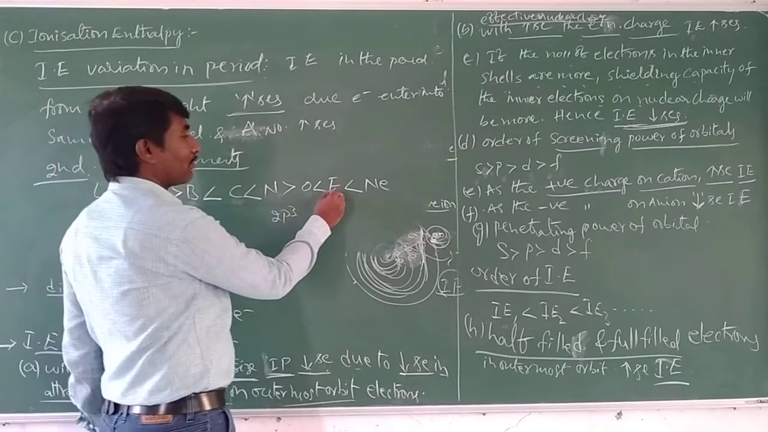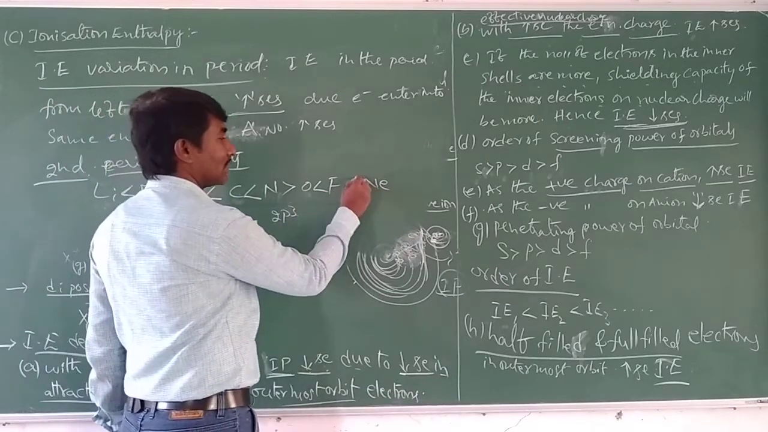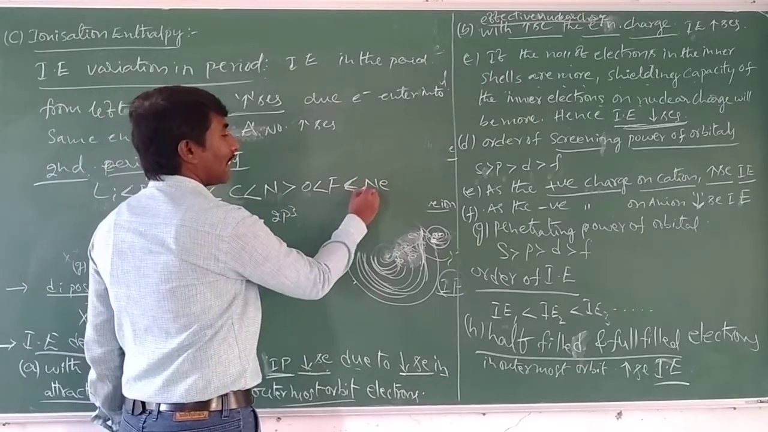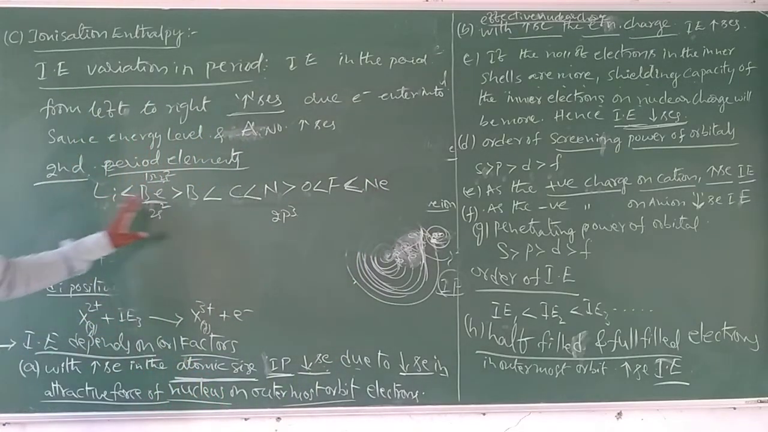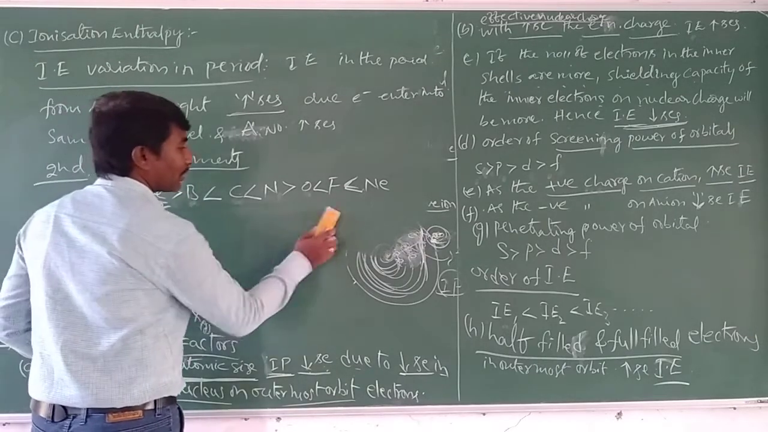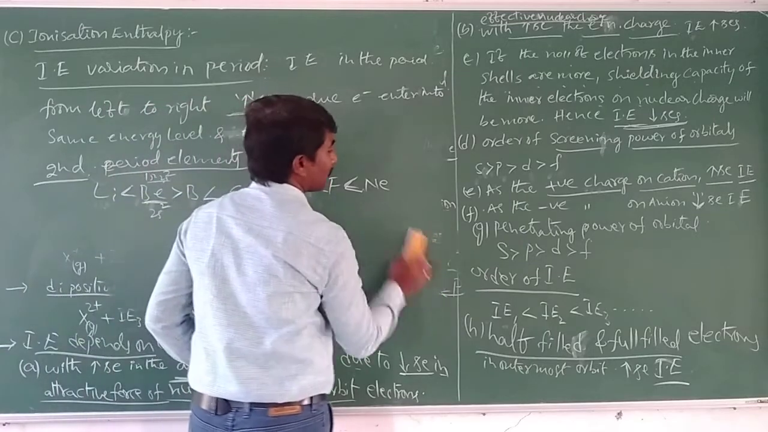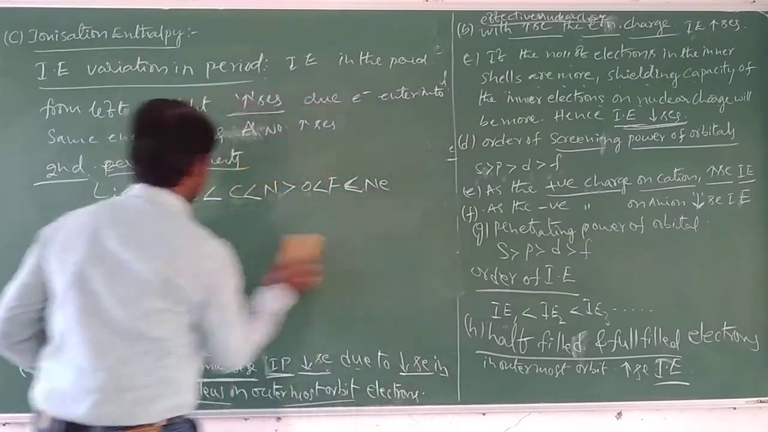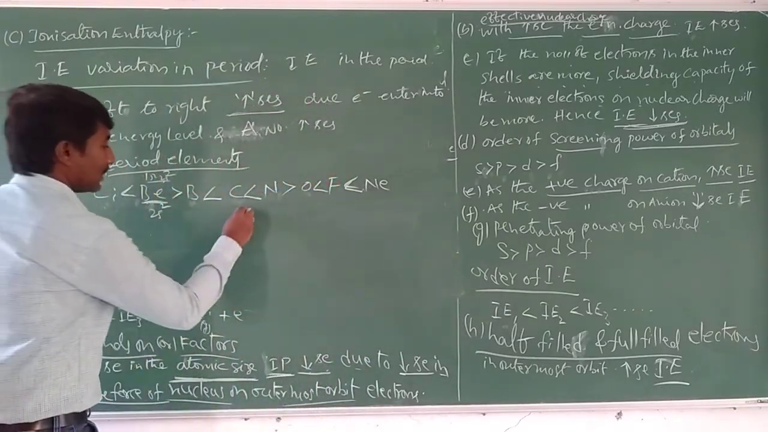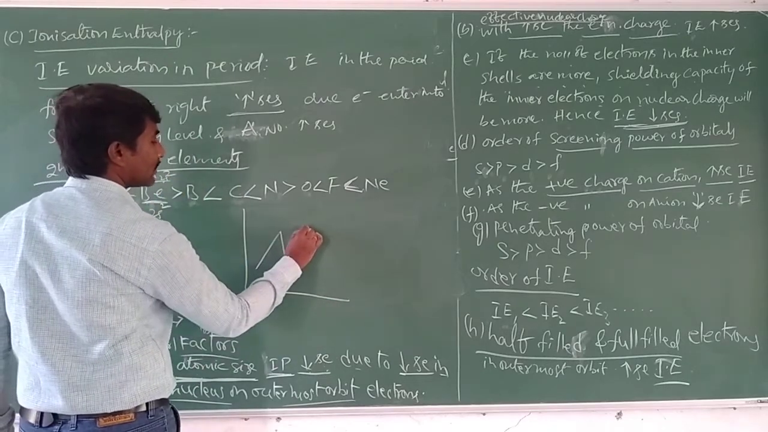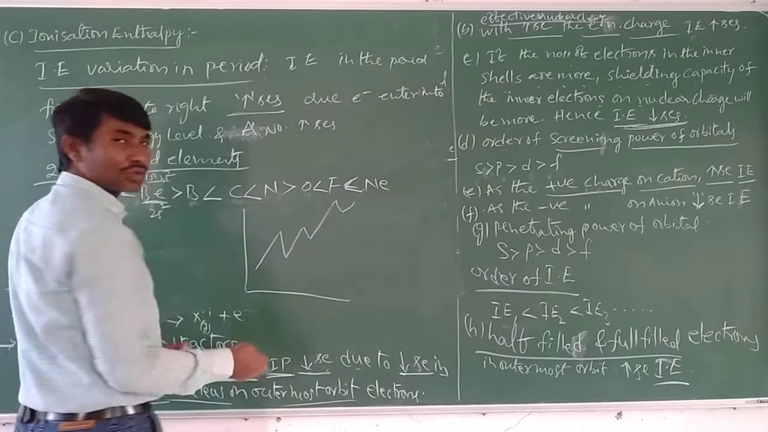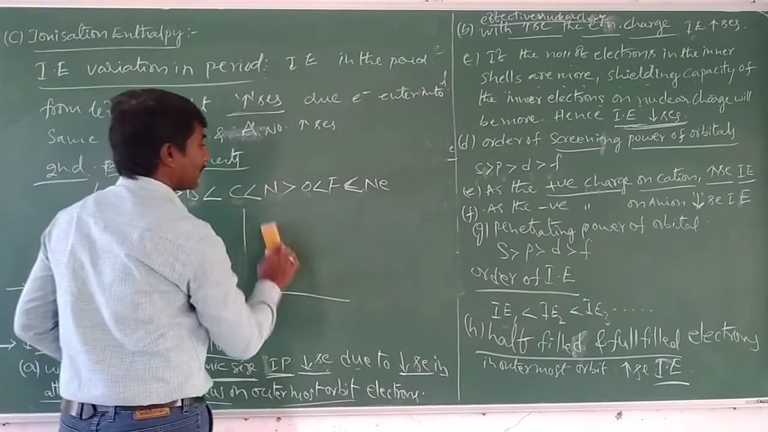Another thing is fluorine and neon. Neon has high ionization enthalpy. Okay, so this is the order in the second period elements. The graph is also there. This is the second period graph like this. You may see that graph in your textbooks.